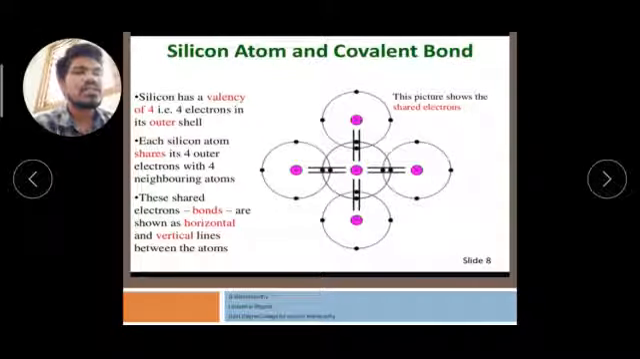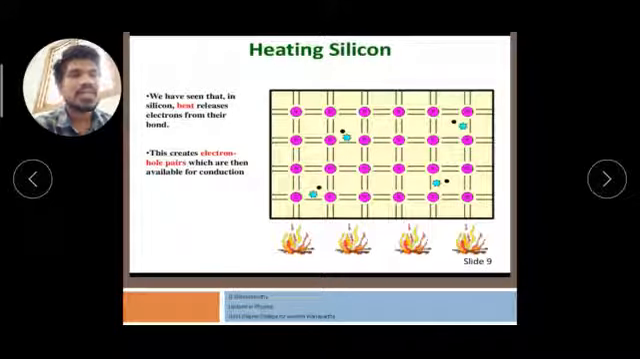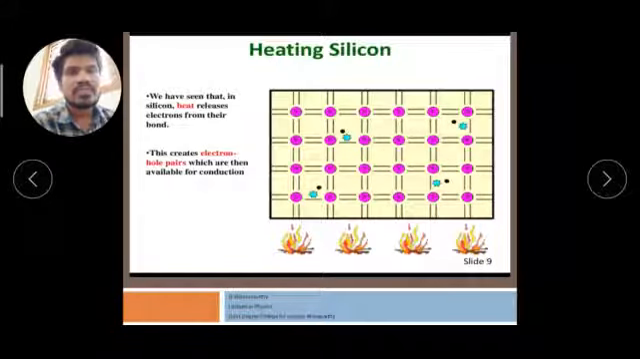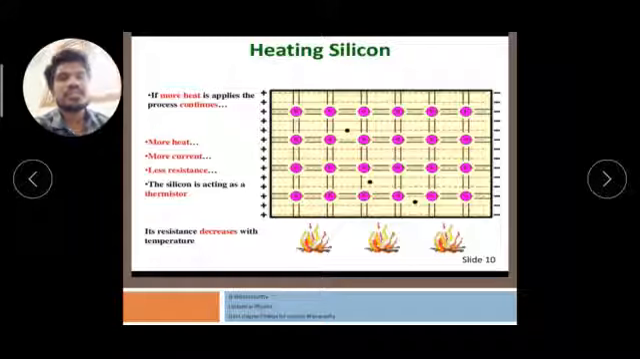Due to covalent bonds, silicon acts as a semiconductor. If you heat the silicon, some of the covalent bonds will break up. That's why electrons and holes are formed in the atomic structure. So we have seen that in silicon, heat releases electrons from their bonds. This creates electron-hole pairs which are then available for conduction. If more heat is applied, the process continues. So more heat, more current, less resistance. The silicon is acting as a thermistor. Its resistance decreases with temperature.